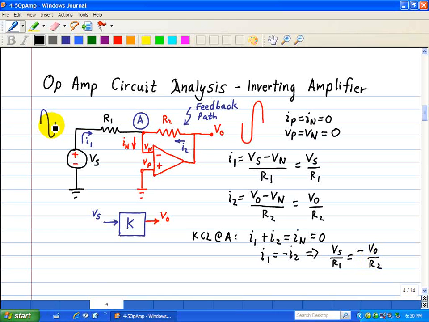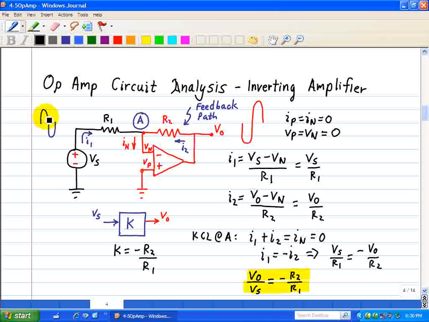Now we want the relationship between V0 and Vs, so we can solve that last expression for that: V0 over Vs is equal to minus R2 over R1. And that's our final result for this inverting amplifier. So this K here, shown in block diagram form, is equal to negative R2 over R1.